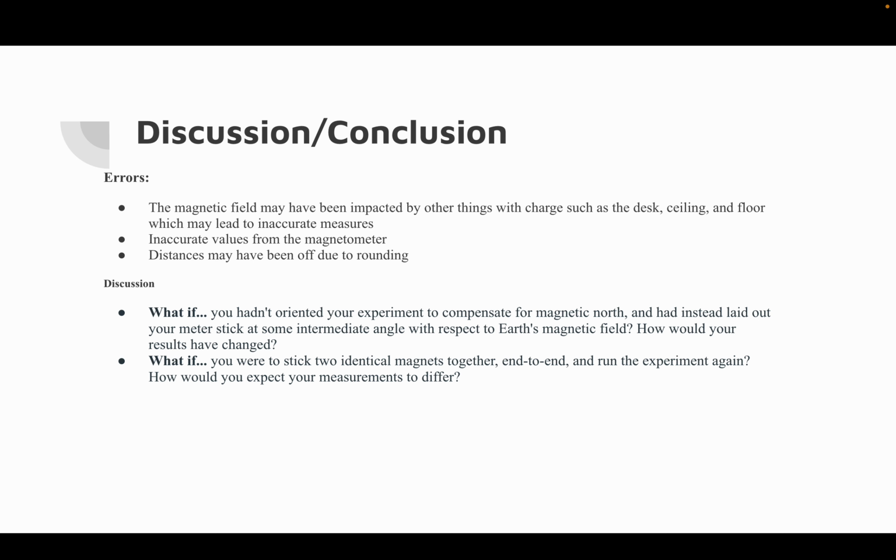To answer the discussion questions: for the first question, if we oriented the experiment to compensate for magnetic north, it would have changed the magnetic field because the x component and y component would have changed quite a bit, but the z component would have stayed the same. If we were to stick 2 identical magnets together and run the experiment again, I think the magnetic field would increase because now you have the magnetic field coming from 2 different magnets. Here, the concept of superposition would come into play.